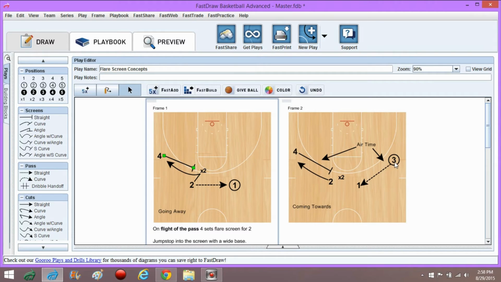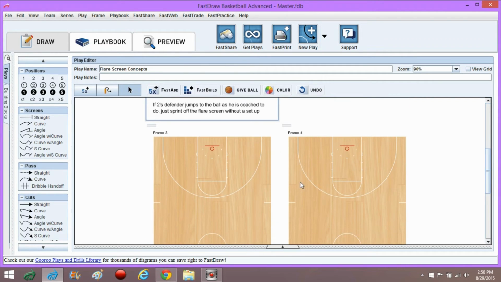Likewise, with the ball coming towards, as 3 passes the ball to 1, on air time of this pass, 4 should be moving into position. What we want is a situation where as soon as 1 catches the ball, he turns and looks, and the action's already being set as the ball arrives.